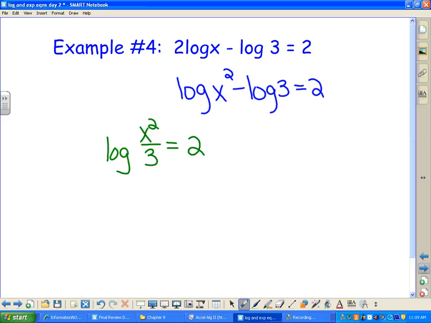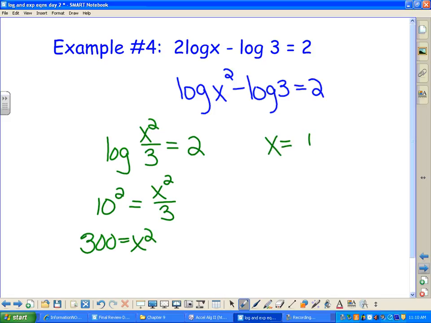Now, as soon as you get it down to 1 log, now it's ready to go into, bless you, into what? Exponential form. So the base is 10. The exponent is 2 is equal to x squared over 3. So let's see, this will be 100. And then you'll multiply by 3, so you'll get 300 is equal to x squared. Therefore, x is equal to 10 root 3.